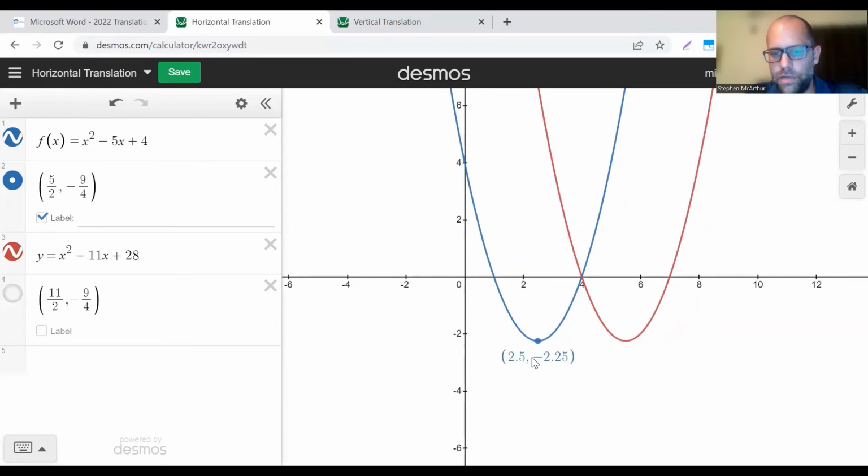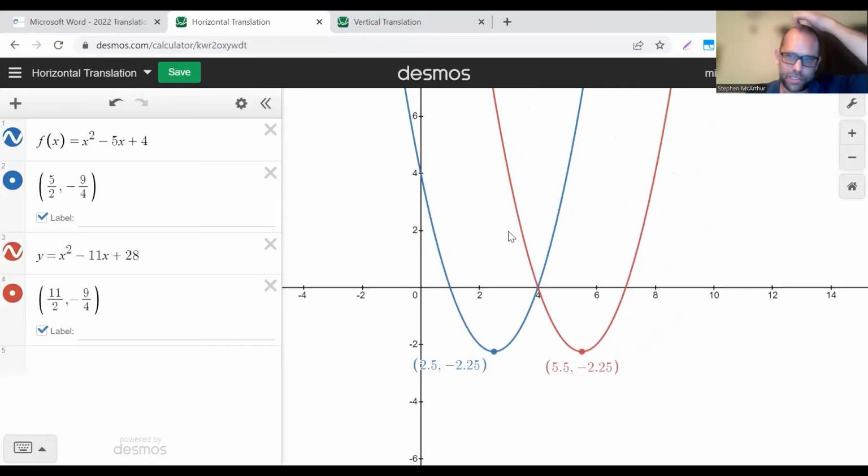But it should be 3 units bigger on the x-axis. So if I do this, 2.5 plus 3 gets me to 5.5. 5.5 as a fraction is 11/2. That's how that got there. And as you can see, this did go exactly 3 units to the right. You can see it's the same shape. It's the only thing that we changed. So that has successfully moved 3 units to the right.